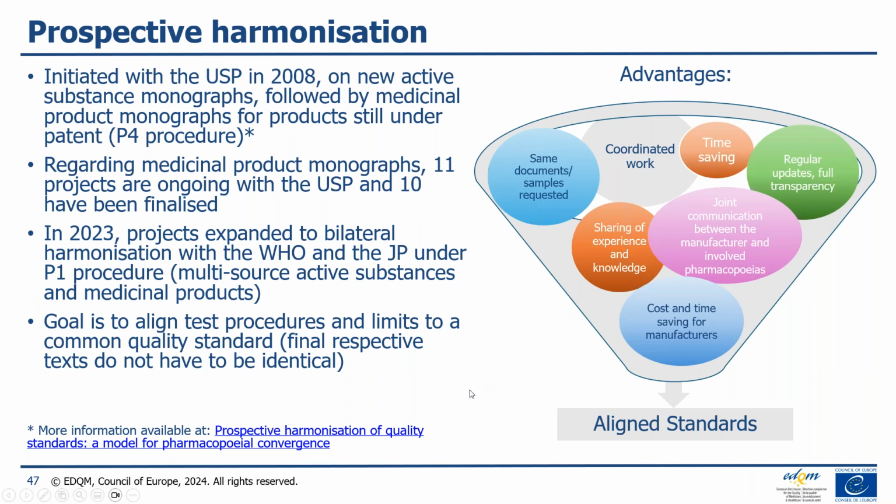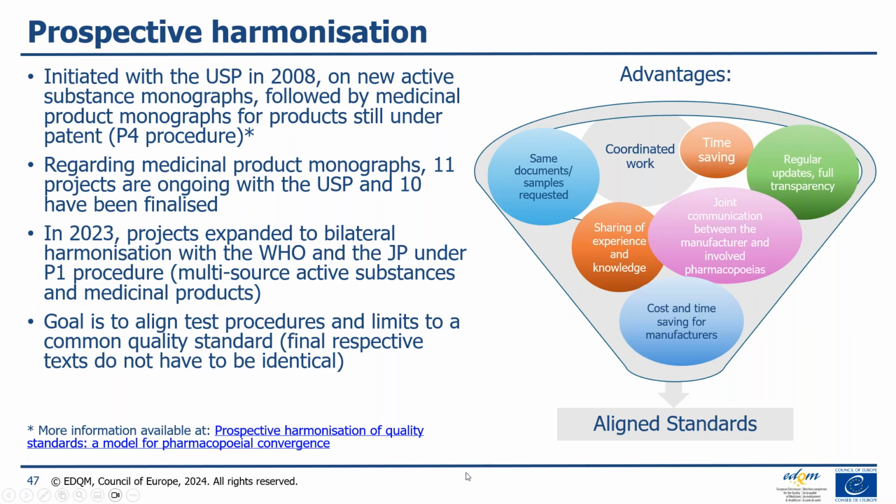First of all, they will have the same dossiers, so the same documents and samples that will be required by both pharmacopoeias. So it's a coordinated work, and there are always regular updates. So it's full transparency between us, the involved pharmacopoeias, and the manufacturer, and there's joint communication. This is a coordinated work between pharmacopoeias, so we can also share our experience and knowledge. And the final goal is to have aligned test procedures and limits to a common quality standard. At the end, the final respective texts do not have to be identical, but we really strive to have the texts harmonized as much as possible.